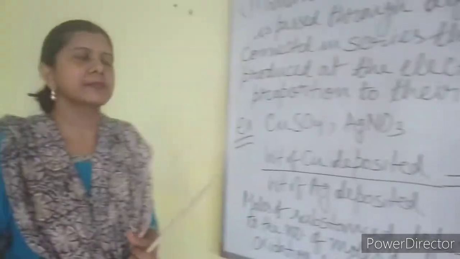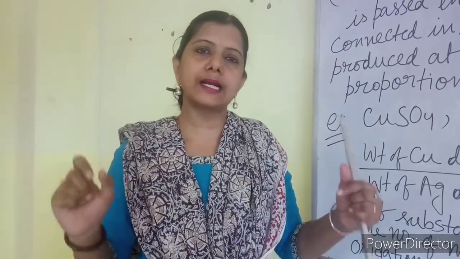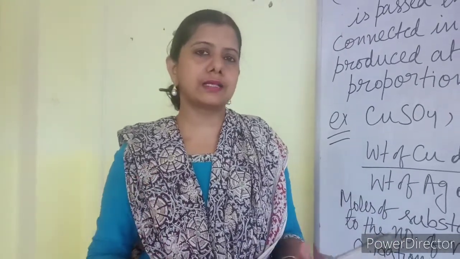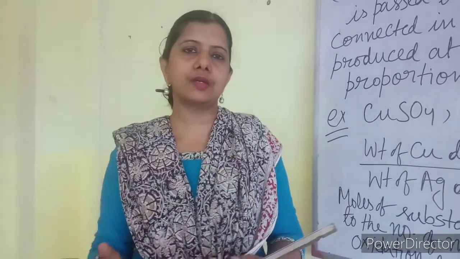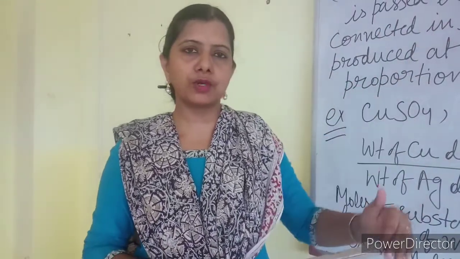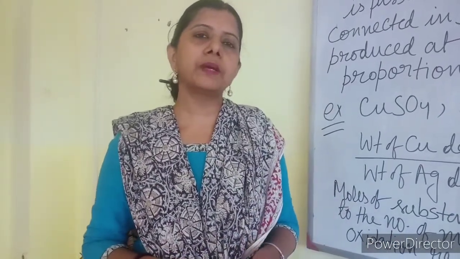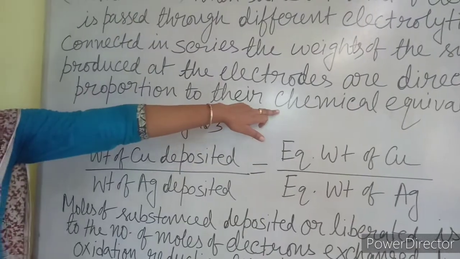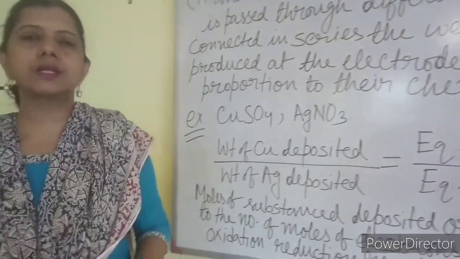What is the meaning of this? I have taken two different electrolytes, but they are connected in series by a battery or any other device. Now, if the same amount of electricity is passing through two or more different electrolytes, the amount of substance deposited at each electrode will be proportional to the chemical equivalent weight of each ion that is depositing.